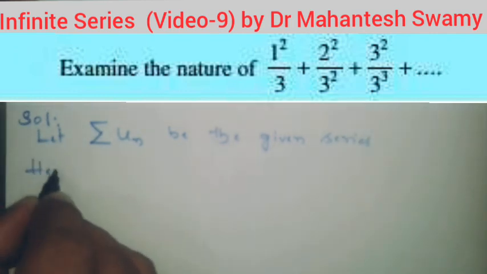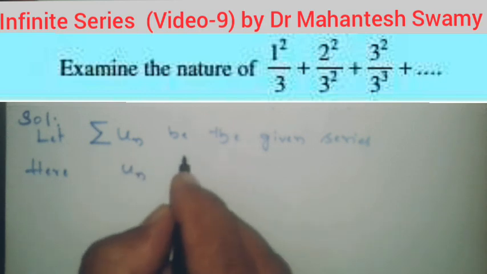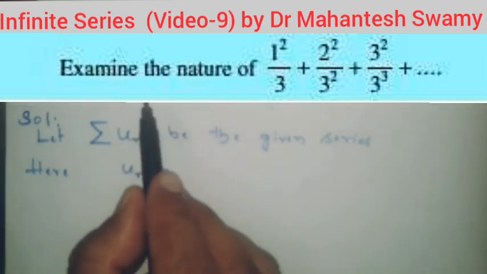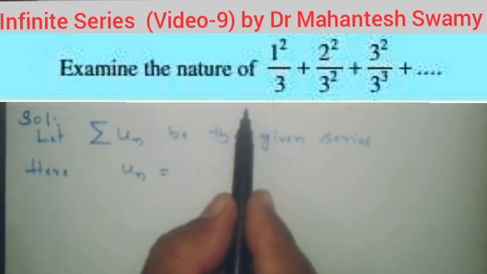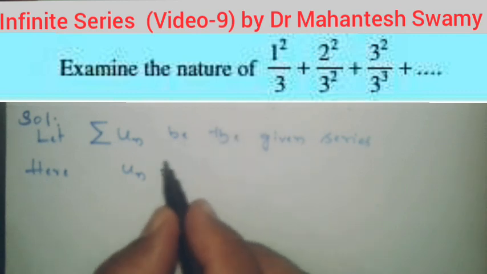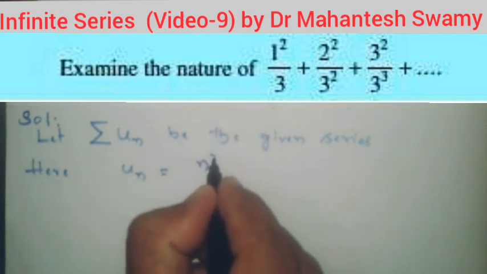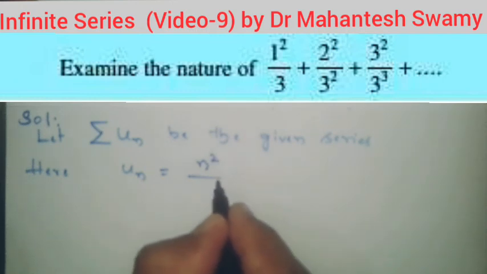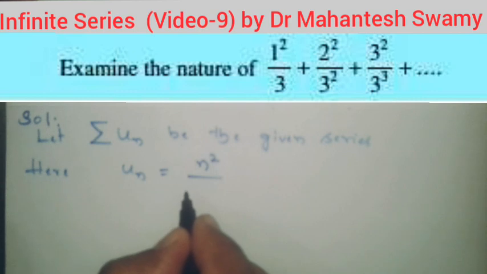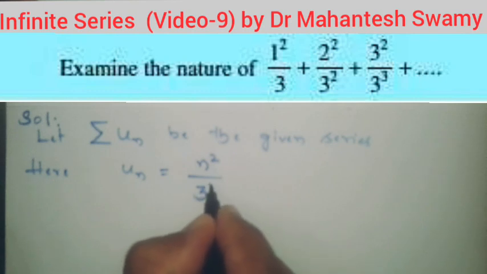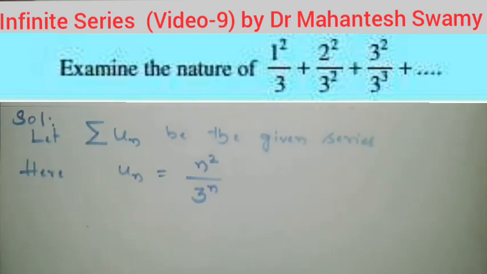Here we have to find out the nth term, that is very important. So un is, when we observe the given series, in the numerator the terms are 1 square, 2 square, 3 square. In general, in the nth term it should be n square. This is very easy to identify. In the denominator the terms are 3 to the power 1, 3 to the power 2, 3 to the power 3, respectively in the first term, second term and third term. In general, in the nth term it should be 3 to the power n. So this is the nth term we have identified very easily in this case.